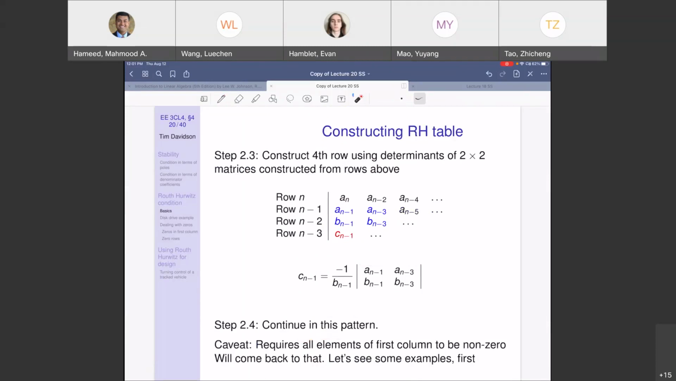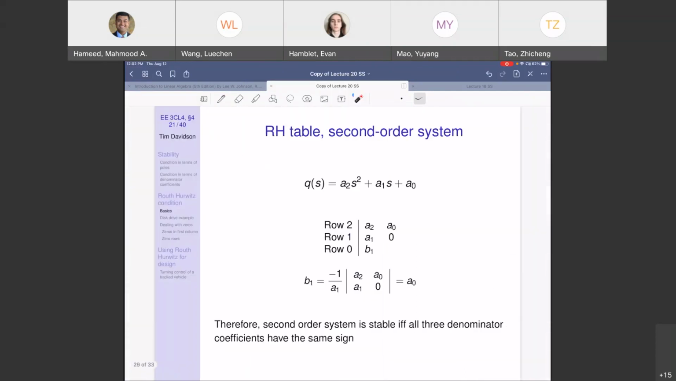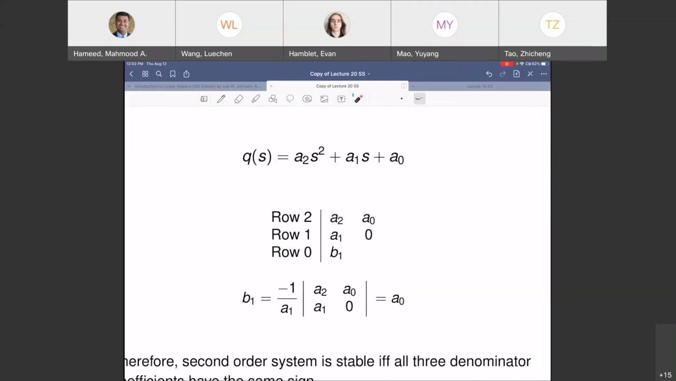Continue this pattern. You require all the elements in the first column to be non-zero, and we'll come back to that. Let's try to do it for some example polynomials. We'll start simple, and then we'll try to increase the order of the polynomial here. The order of your polynomial over here is a second order polynomial. This is the denominator of the closed loop transfer function, or for that matter, any transfer function.